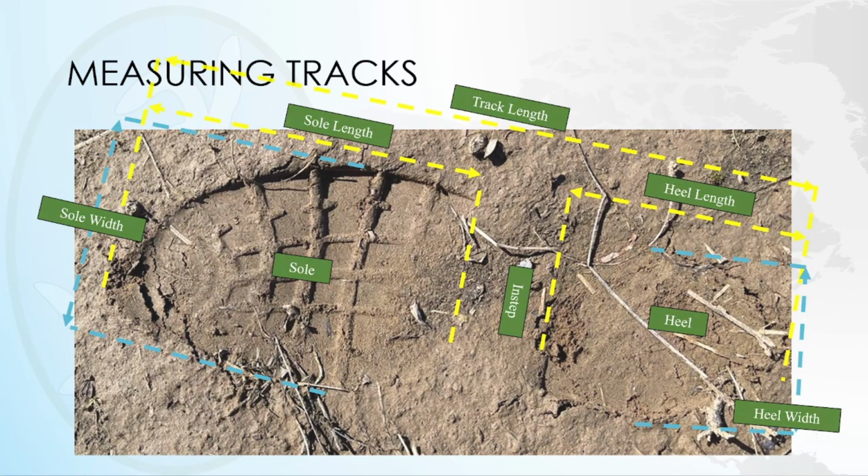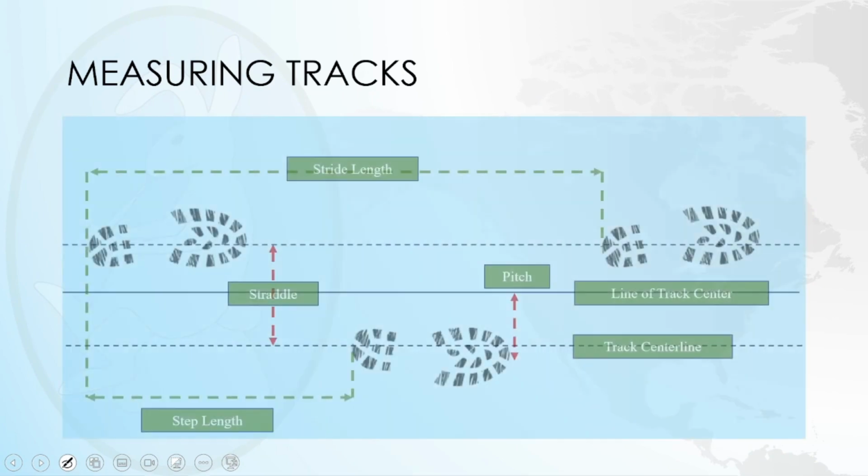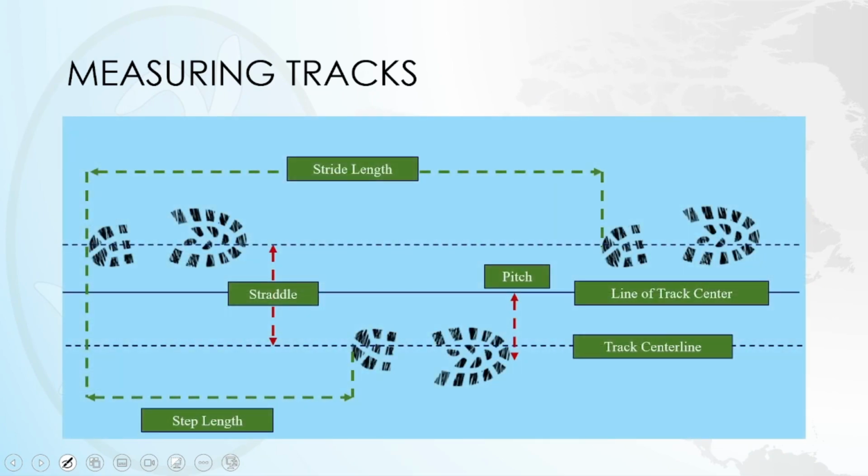Clear this here, move on to the next slide. Those measurements are for individual tracks. And if we have a series of tracks, then there's additional measurements that we want to take as well. We'll start with the stride length. The stride length is going to be if we have, we want to mark two of the same track.